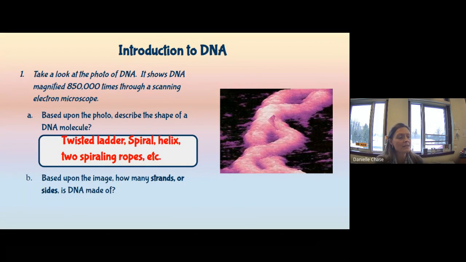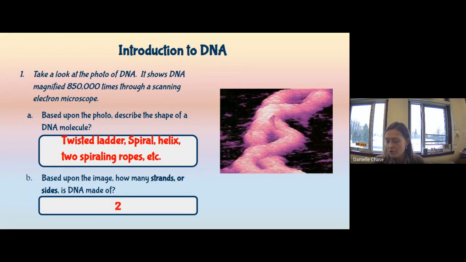And then based on the image, how many strands or sides does it look like DNA is made of? I did see a variety of numbers, but if you look, you can almost pick out two strings, so to speak, here. If you were to follow this shape, it's kind of S-shaped curves that flow through the picture. So it kind of looks like there's two there, but again, if you picked out more than that, that's fine as well.